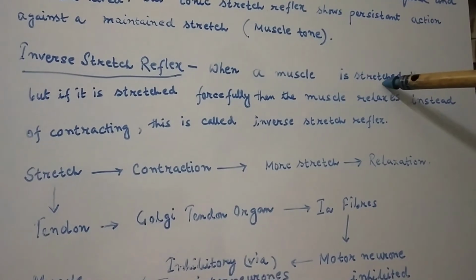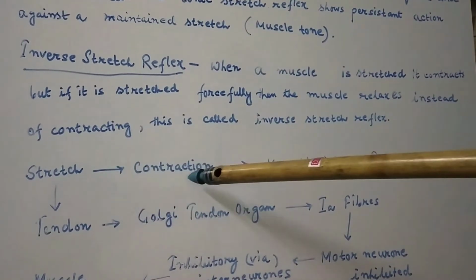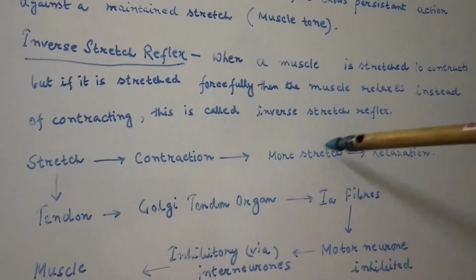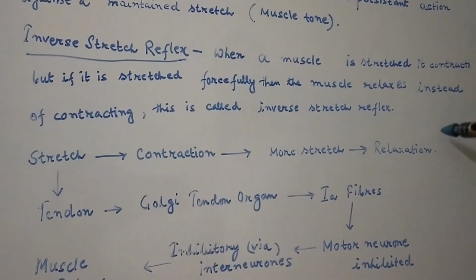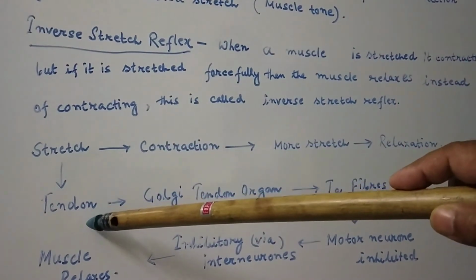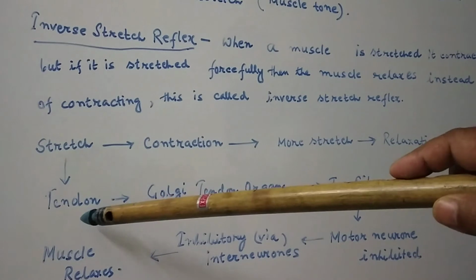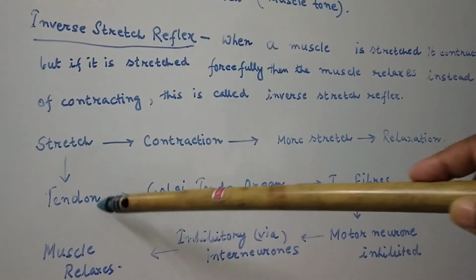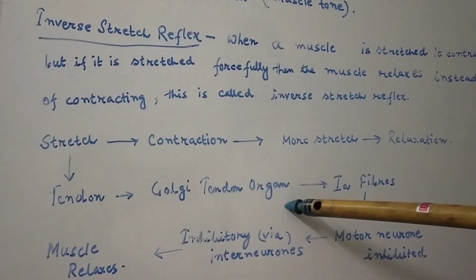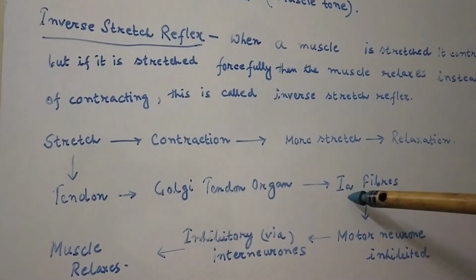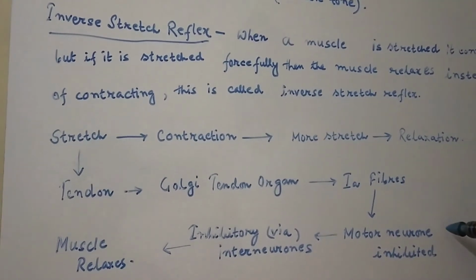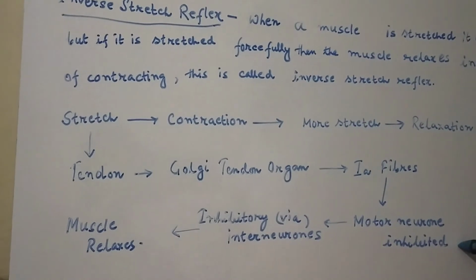So first when we are stretching the muscle, contraction occurs, but when we again stretch that muscle, then relaxation occurs. And that stretching, as a result, we can say stretches the tendon, and after stretching of the tendon, there is the Golgi tendon apparatus. The Golgi tendon apparatus is stretched, and for that there are 1A fibers which send the signal to the motor neurons, and the motor neurons are inhibited.